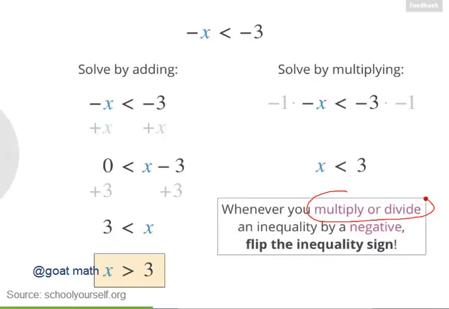Whenever you multiply or divide an inequality by a negative number, like the -1 over here, you actually have to flip the inequality sign. So as soon as we multiplied both sides by -1, to keep solving this inequality, we have to turn this less than into a greater than. And so the correct solution is, once again, that x is greater than 3.